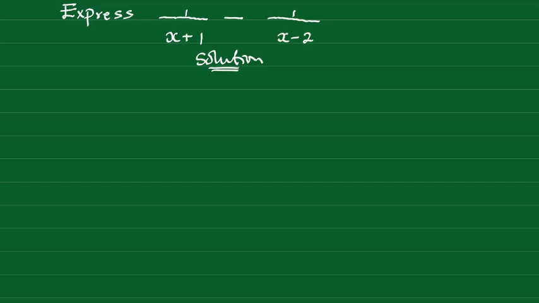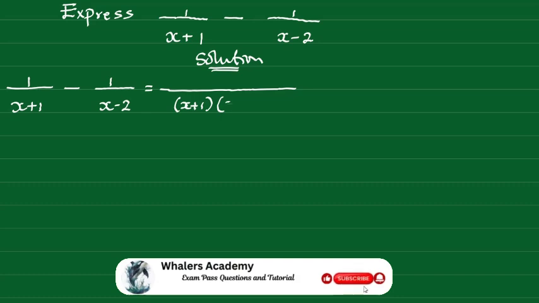All right, next we copy out our expression. We have 1 divided by x plus 1, then minus 1 divided by x minus 2. Now, quickly using our knowledge of LCM, we make (x plus 1)(x minus 2) our LCM. So we'll have this as equal to, draw a line, place LCM (x plus 1)(x minus 2).